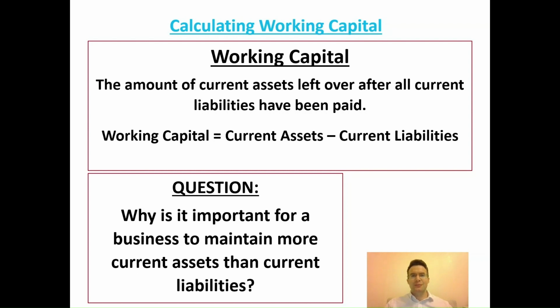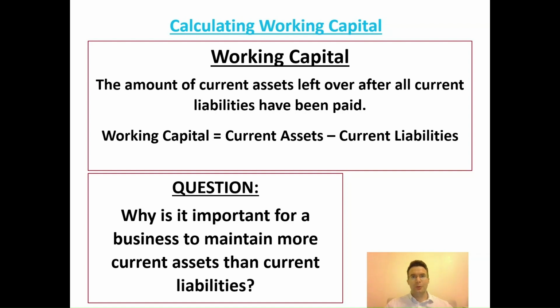Now, why is it such a vital formula? Well, essentially, it's taking our current assets, our debtors, our stock, and our cash, adding all that up, and taking away our current liabilities. These are things like our creditors. Now, essentially, we want this figure to come out as a positive number. We want it to be greater than zero because we want to have more current assets than liabilities.